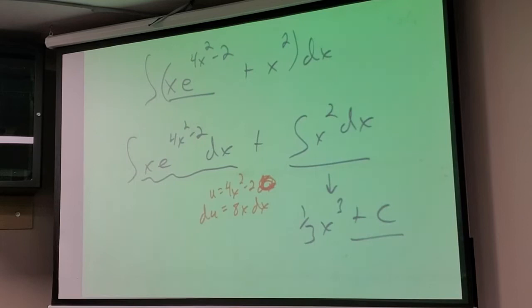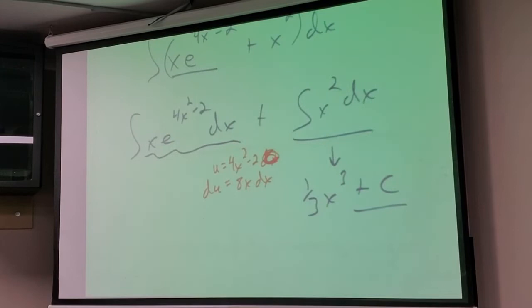So I've got the important part, and what am I missing? An 8. So I put an 8, I put a 1/8.